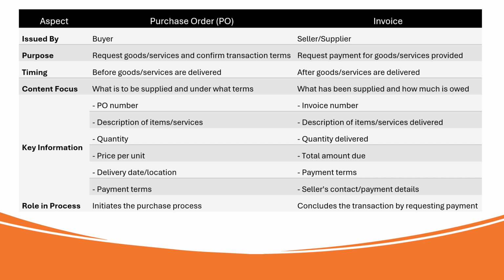Role in process: it initiates the purchase process. So the purchase order team will initiate the purchase process. They mention in the description the PO number, quantity, price, delivery date, payment terms. The invoice team will conclude the transaction by requesting payment. So after generating the invoice, the goods will be delivered against the purchase order. They will request the payment, and they have to agree upon the terms which were set by the purchase order and invoice. So it will conclude the transaction by requesting the payment.